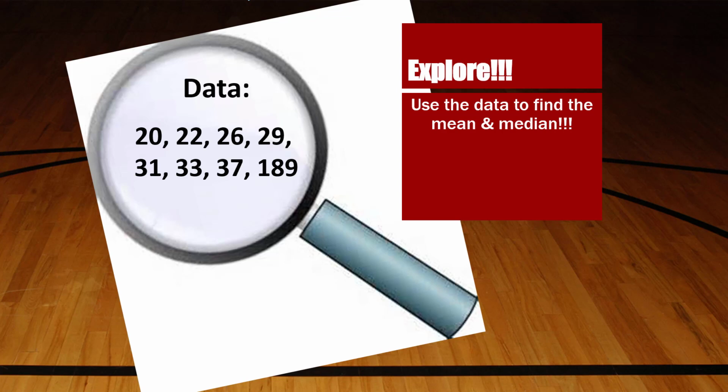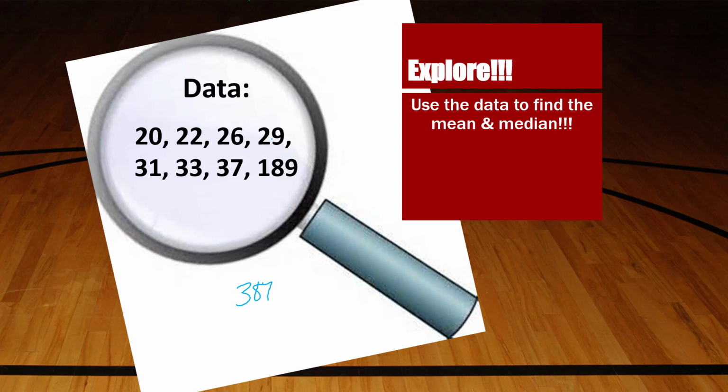Now, since we're looking for the mean, we want to add 20 plus 22 plus 26 plus 29 plus 31 plus 33 plus 37 plus 189. And I'm going to go ahead and emphasize this real quick here. I want you to show me on your paper what all of these add up to. 387.